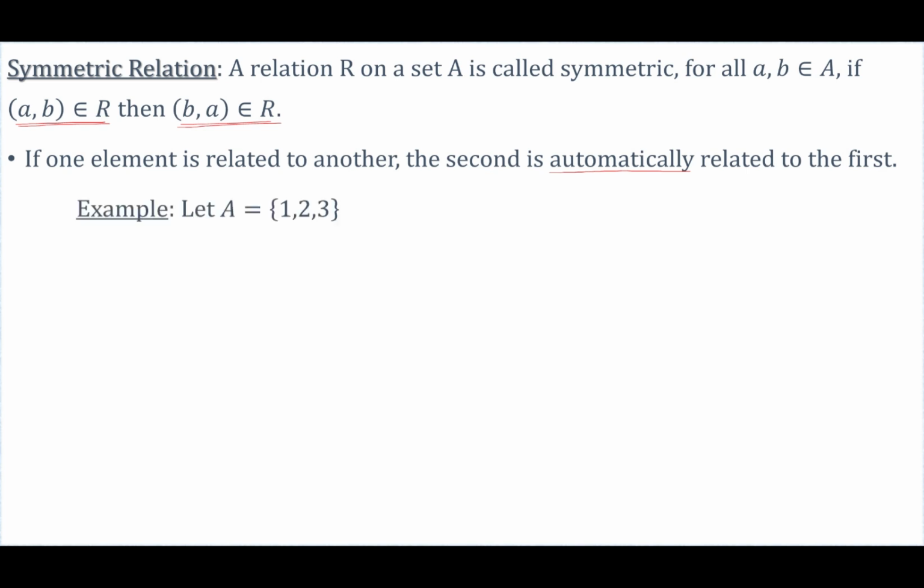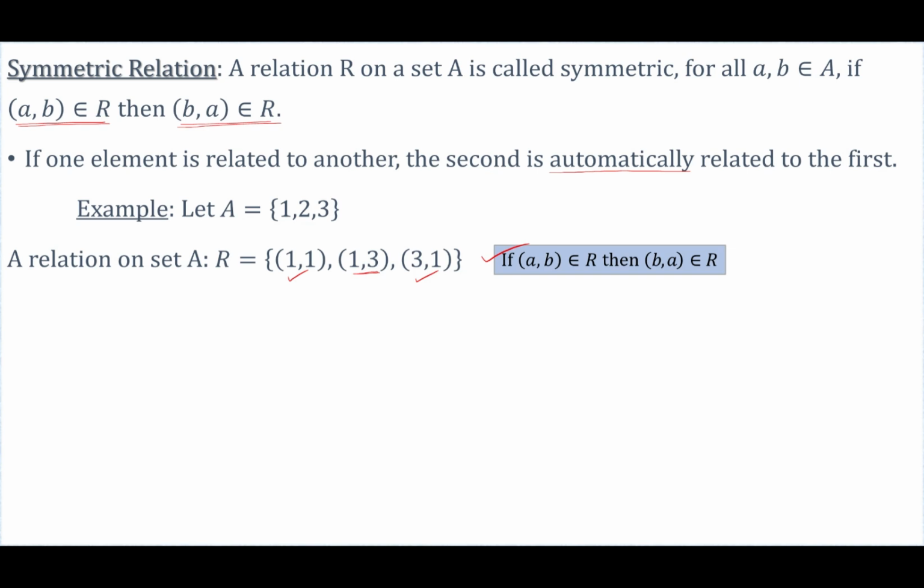Let us have an example. A set A has 3 elements, 1, 2, 3. A relation on set A, R equals (1, 1). Check. All ordered pairs with the same elements satisfy the symmetric condition. Now (1, 3) is there, and (3, 1) is also there. Then this relation is a symmetric relation. If (a, b) belongs to R, then (b, a) must belong to R.